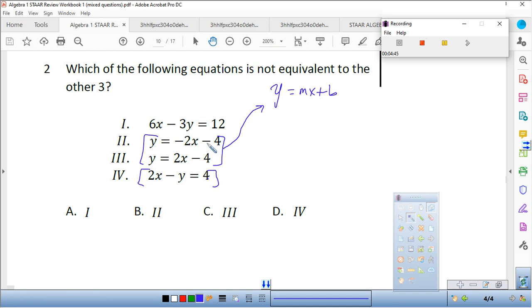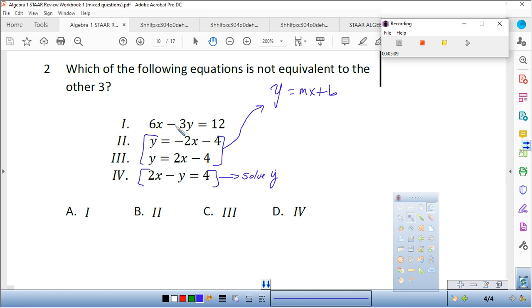Whichever one it matches up to, I know that's the oddball. Wait, no, which one it doesn't match up to is the angle. That's what I meant. So here, I want to go ahead and solve for y. I want to solve for y.